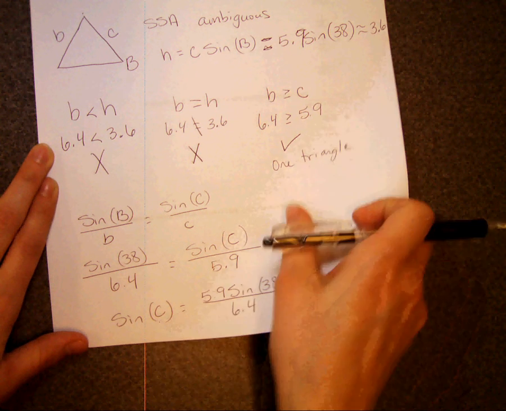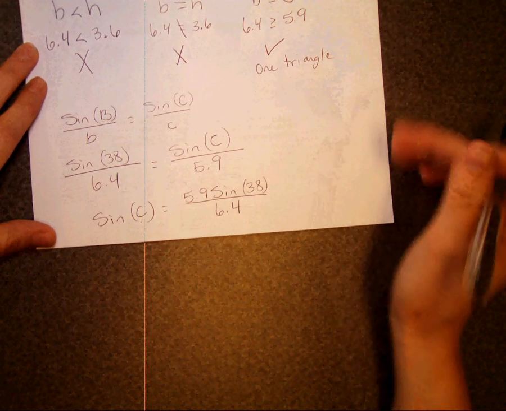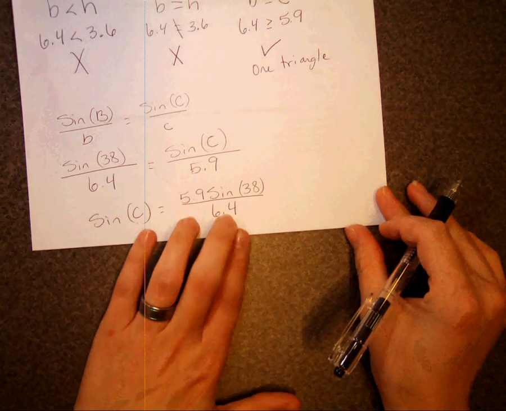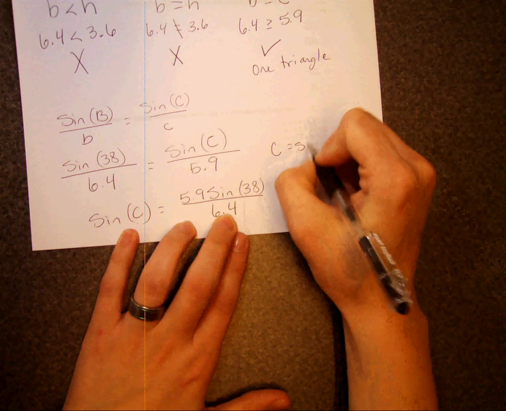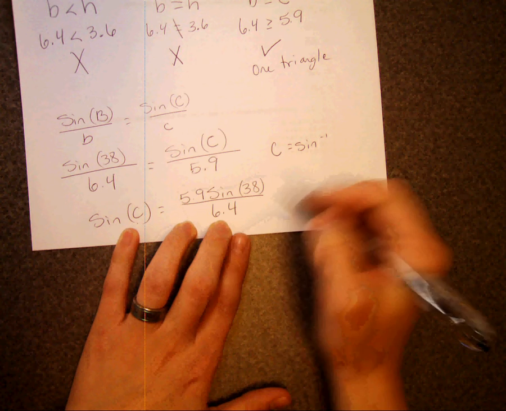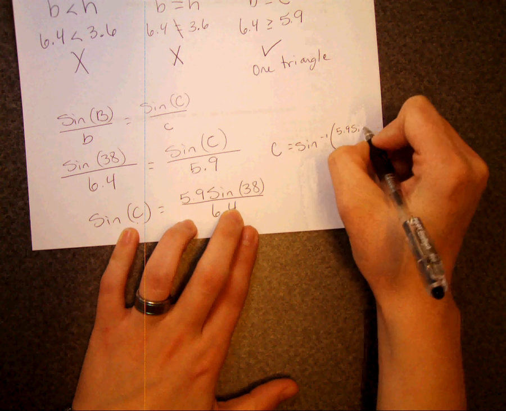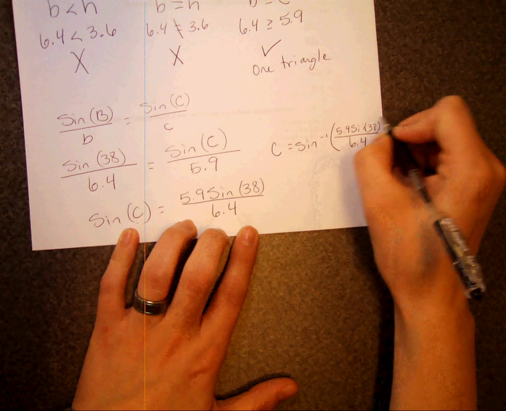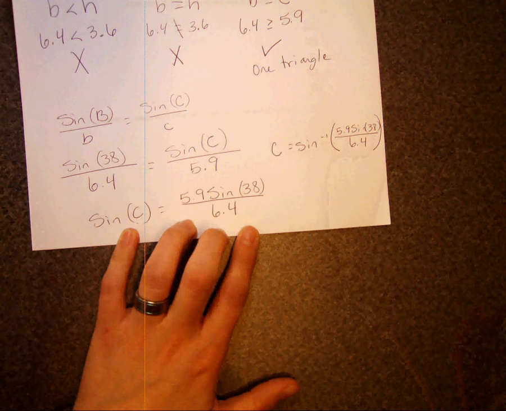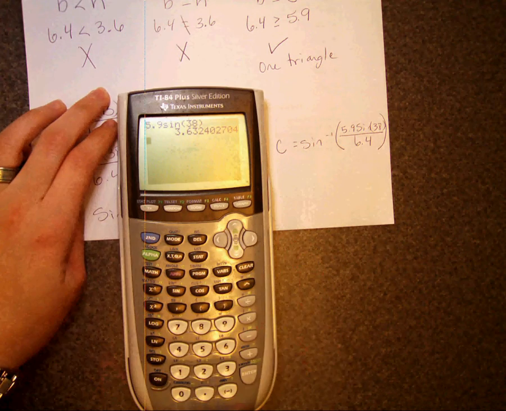And I don't care what sine of C is, I need to know what C itself is. So anytime I'm trying to find an angle, I need to use the inverse trig function. So that means that C is equal to sine inverse of this whole thing right here. So sine inverse of 5.9 sine of 38 divided by 6.4. And all of that should be in the parentheses for sine inverse.